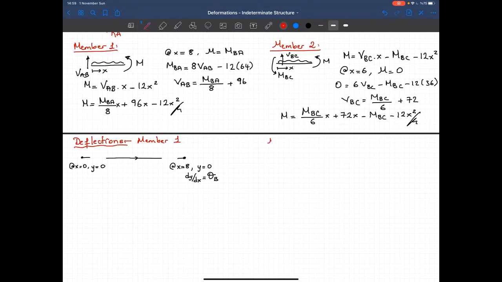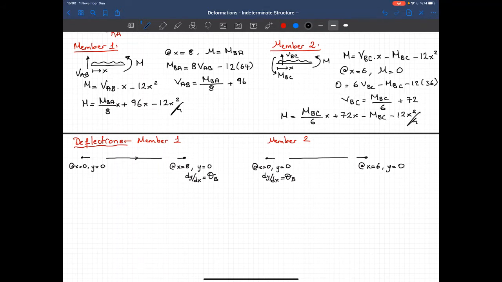So let's write the deflection equations for member 2 here. So let me draw the member one more time here. This is the second member. Boundary conditions at x equal to 0, y is equal to 0, and dy over dx is equal to theta b. And at x equal to 6, y is equal to 0. These are the things that we know. These are the boundary conditions. Let's start from the first member.